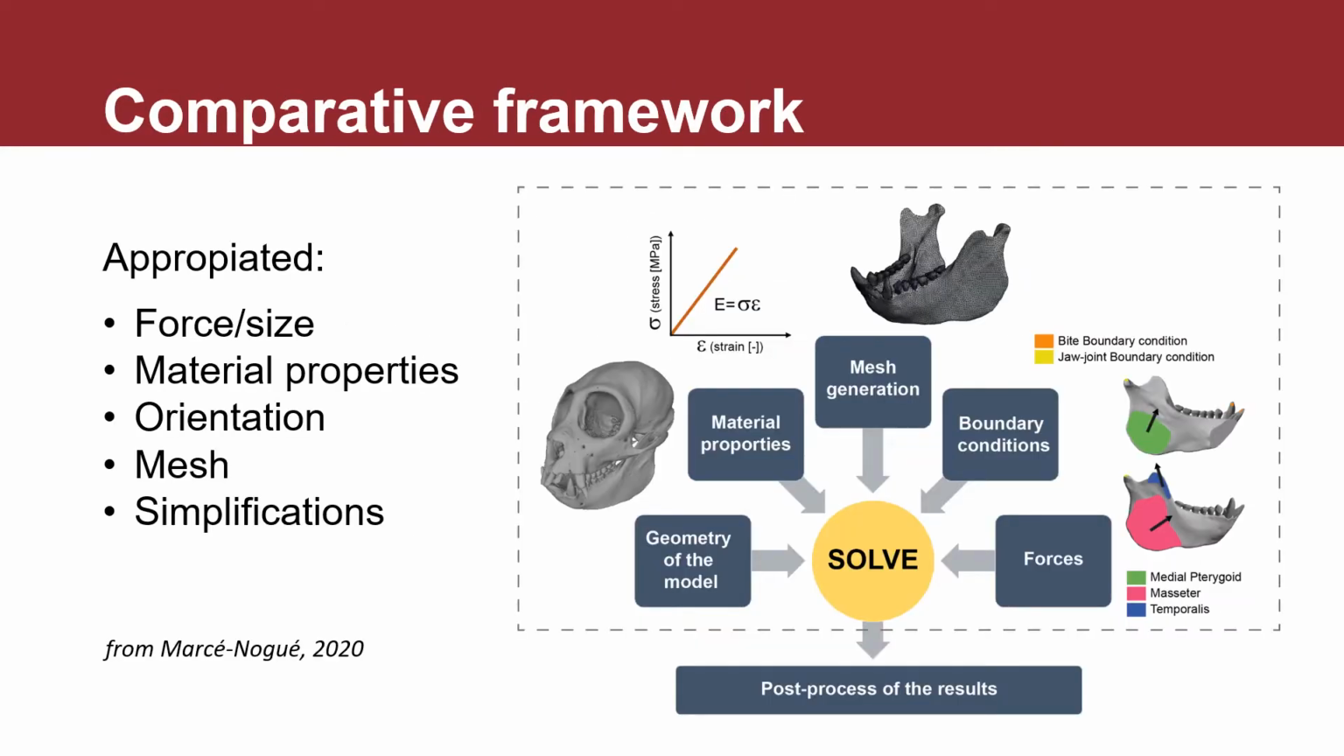When we aim to develop an evolutionary study, we need to take into account that we will compare several models from different species. A comparative framework is the set of all the decisions we take in building our models to facilitate the comparison between them after solving. It means appropriate forces to reduce the effect of size, orientation of the models, simplifications, and other decisions when meshing the models or applying the forces and boundary conditions. So, considering that everything here is consistent, we can analyze our results.